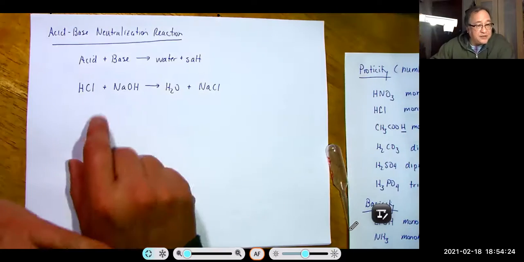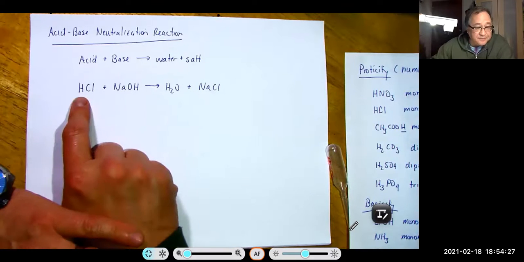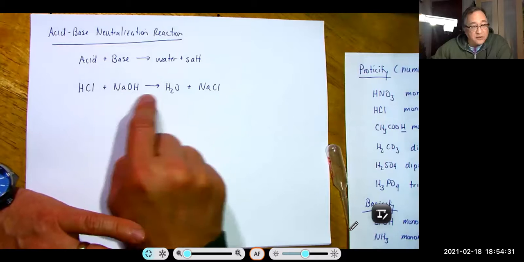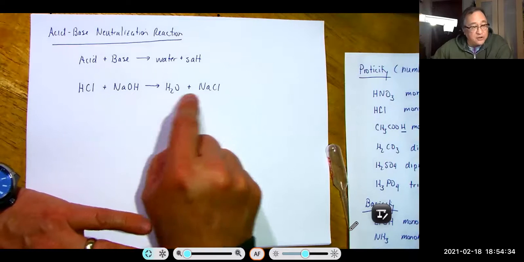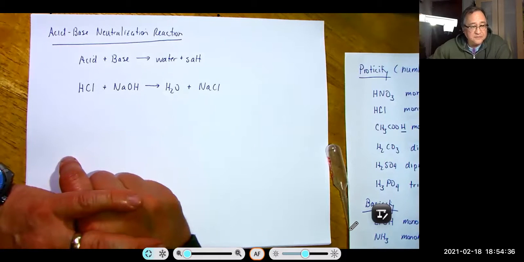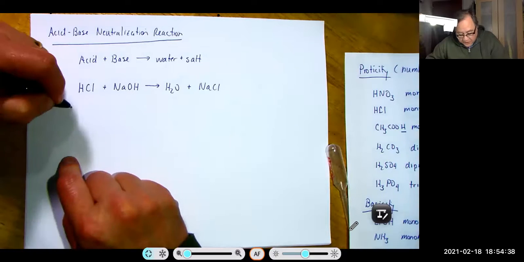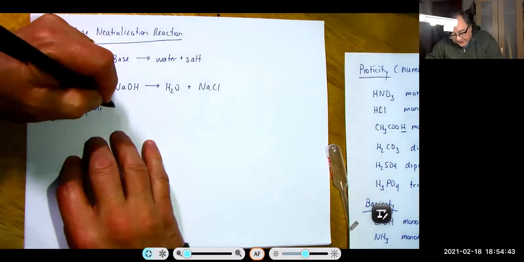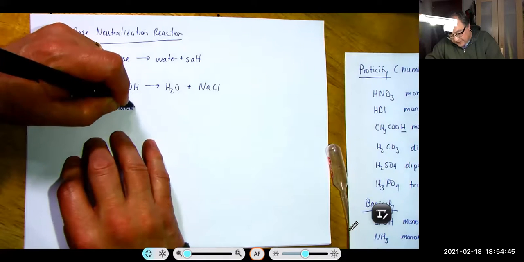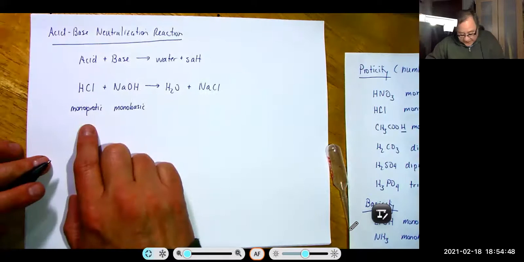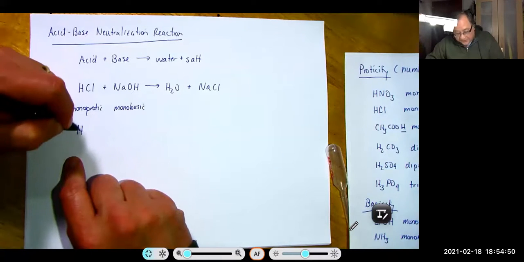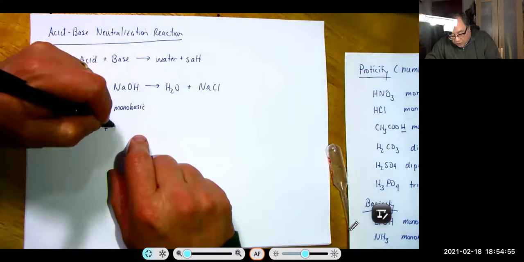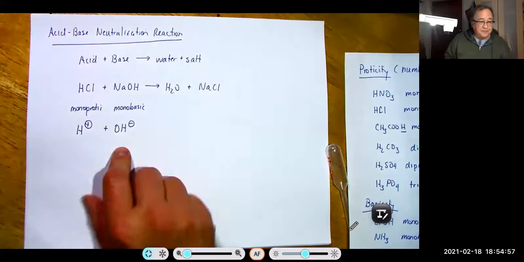So this is an acid-base reaction. That's an acid. That's a base. That's water. And that's sodium chloride. And this is monoprotic. And this is monobasic. So if this is monoprotic, it means that it really only has one H plus. And if this is monobasic, it really only has one OH minus.